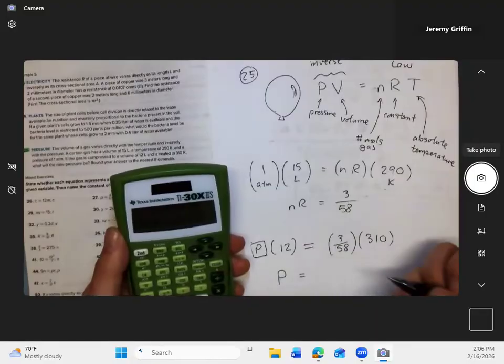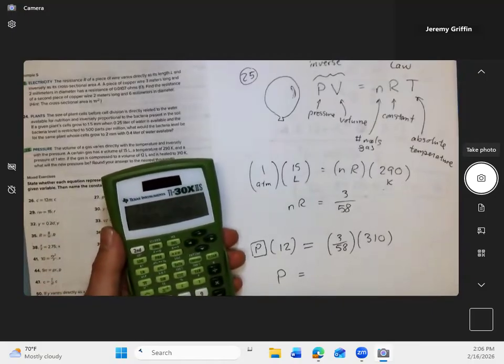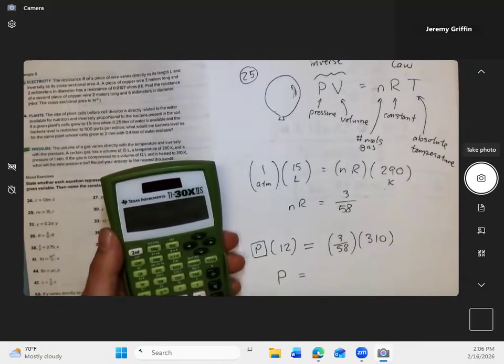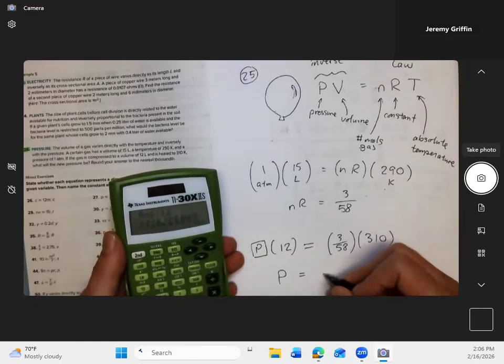It's 12. That's a really big pressure. Is that right? 3 over 58. 290. It's 15. 3 over 58 times 310. Oh, whoops, I did divided by 12. Okay, there you go. Okay, knew something was off.